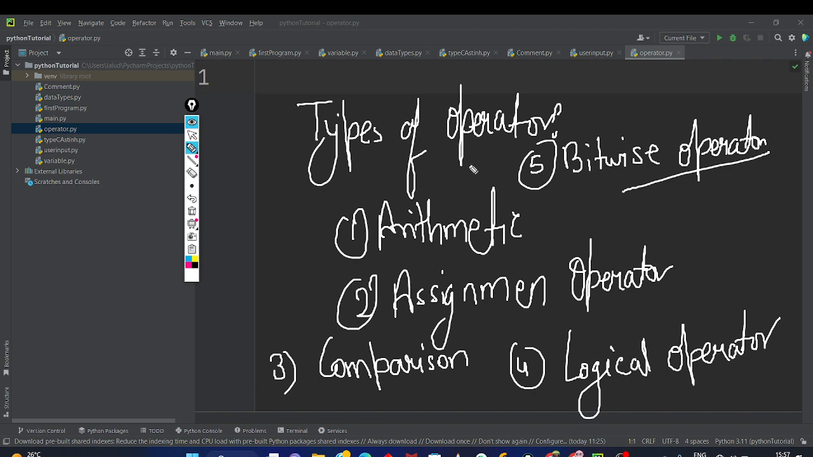So in today's video, I told you that we are going to know about operators and types of operators. I'm going to tell you about each of these in a separate video. For the arithmetic operator, I will make a separate video. For the assignment operator, I will make another video. For the comparison operator, I will make another video.